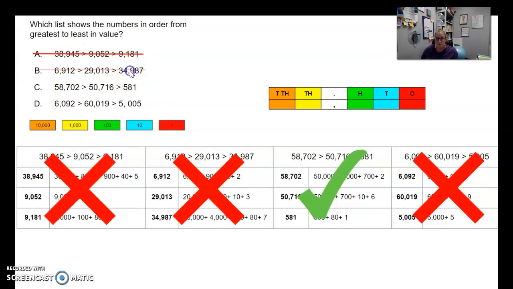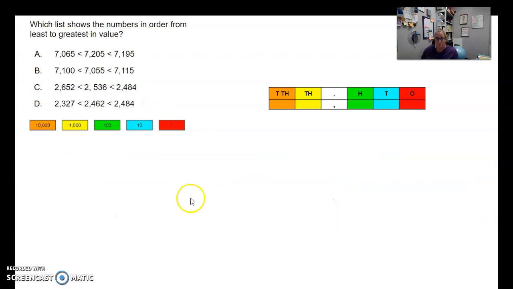I know that B was wrong, so I'm going to cross it out. I know that C was right, so I'm going to leave it alone for a minute. And I know D was wrong, so I'm going to cross it out, which means that my answer, which we just proved, was C. Let's try one more.